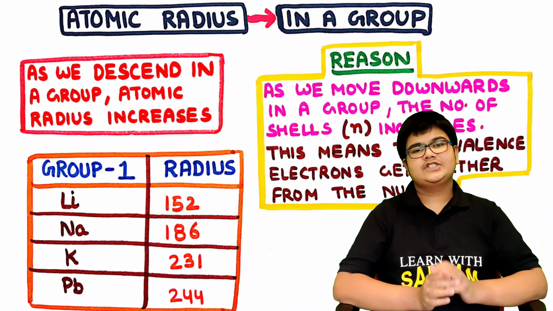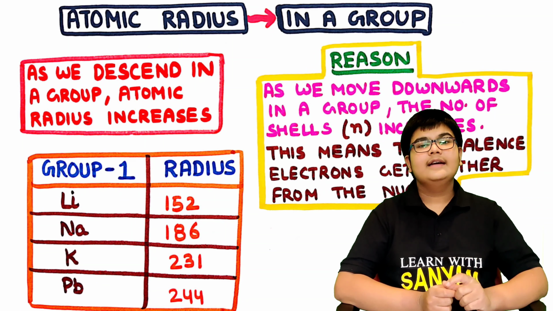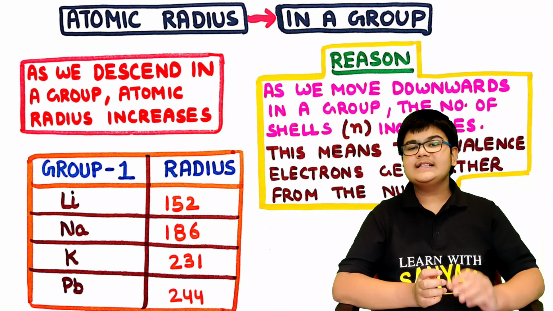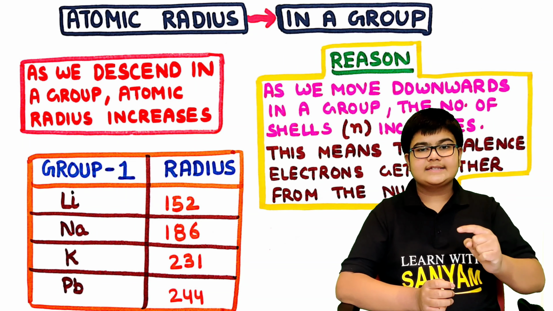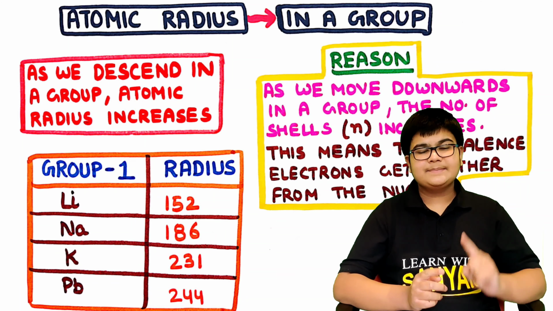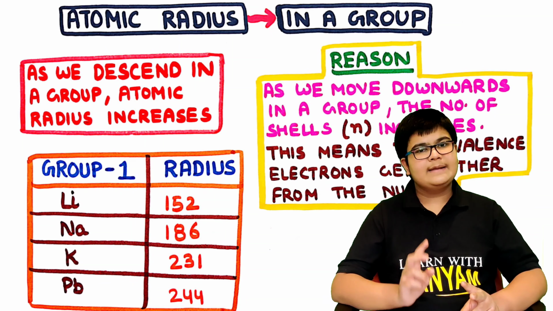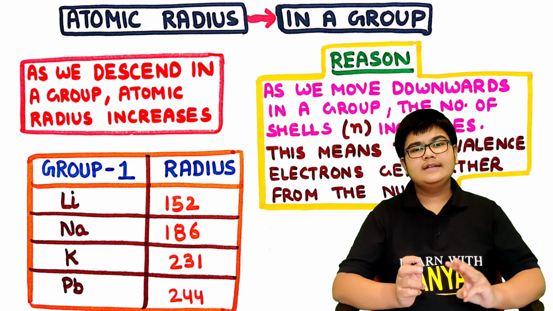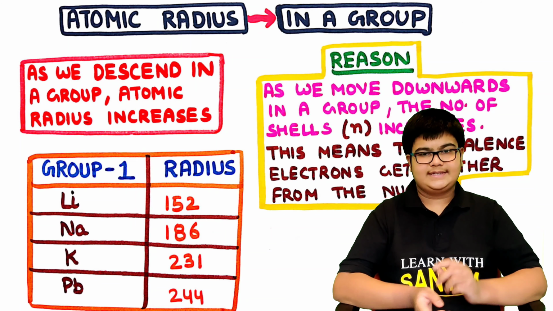So in the previous lecture, we learned that the period indicates the number of shells in that element. So as we move from one period to the next, the number of shells will increase by 1. In the first period, the element will have 1 shell. In the second period, all the elements will have 2 shells. In the third period, all the elements will have 3 shells, and so on. It will keep on increasing.